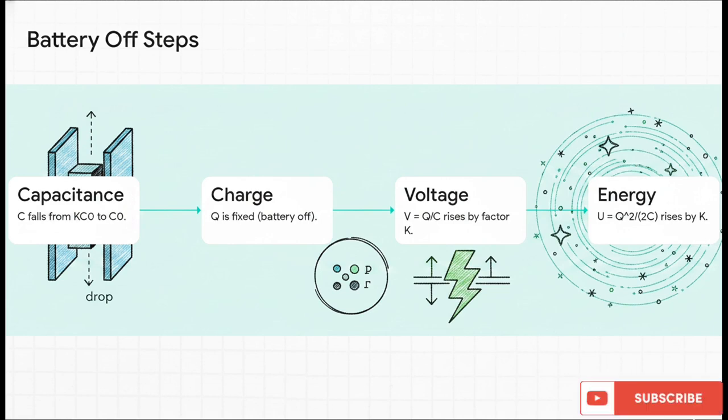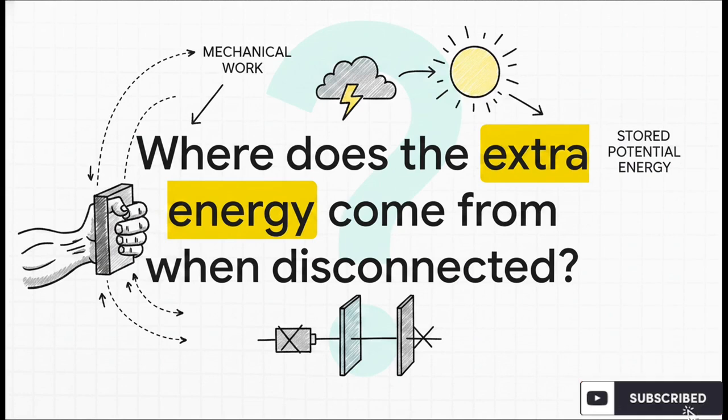It's fixed. When you pull the dielectric out, your capacitance obviously drops. And since Q is constant, but C just dropped, the voltage across those plates has to suddenly spike. And because of that, the total energy stored, U, also shoots up by a factor of K. But wait, hang on a second. Energy has to be conserved, right? If the battery isn't even connected to pump energy into the system, where in the world did this sudden spike in stored energy come from?